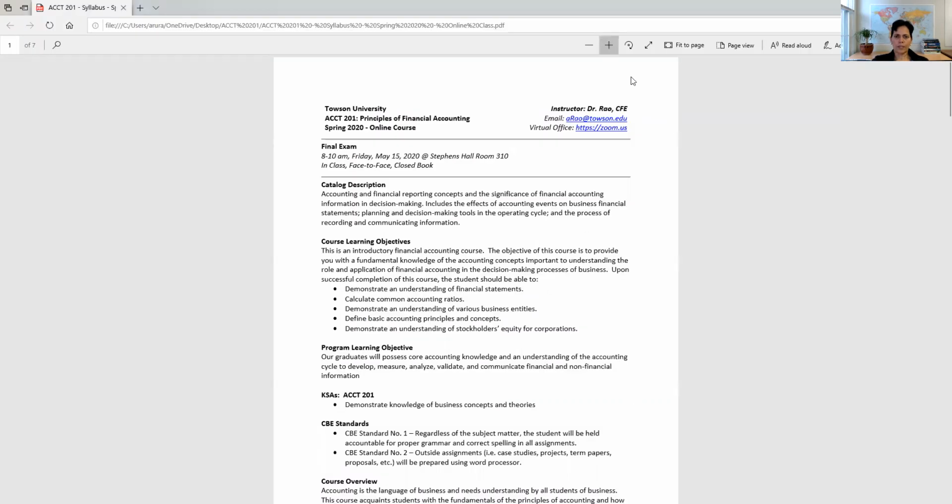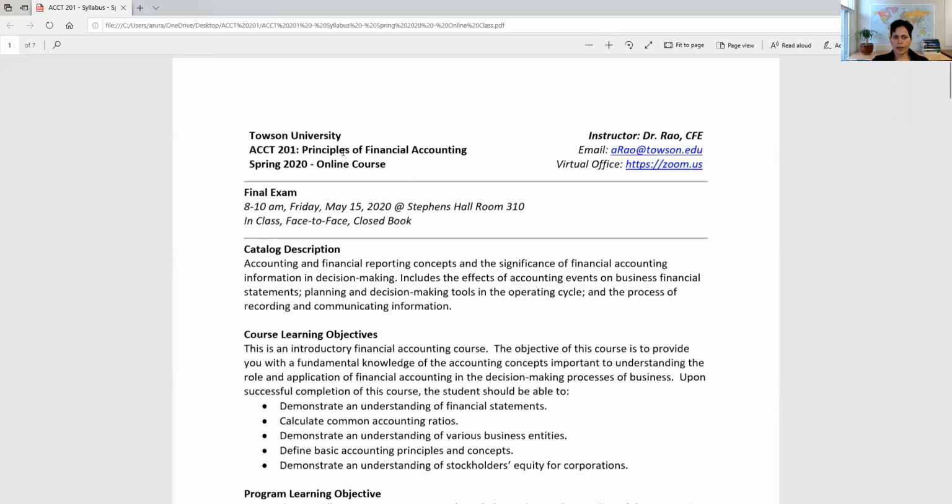And in the syllabus, I have my email address where you can email me questions throughout the semester. It's arao@towson.edu. And I would prefer if you use your Towson email to send me emails, because I typically have my email account blocked for new email addresses that it doesn't recognize. So towson.edu is always safe.